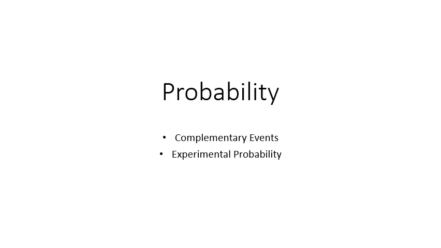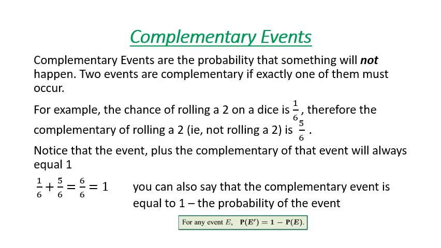This video tutorial looks at the mathematical strand of probability, and more specifically, we're going to focus our understanding on complementary events and looking at experimental probability. Complementary events are the probability that something will not happen as opposed to the probability that something will. And two events become complementary if exactly one of them must occur.